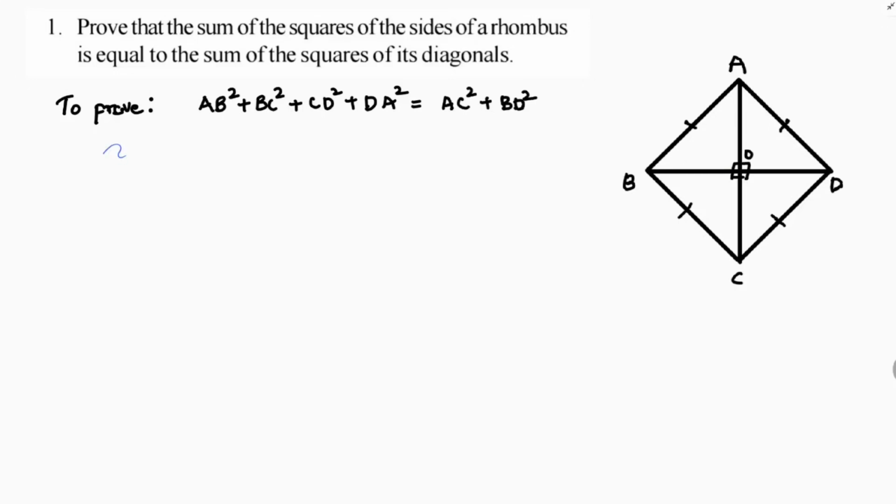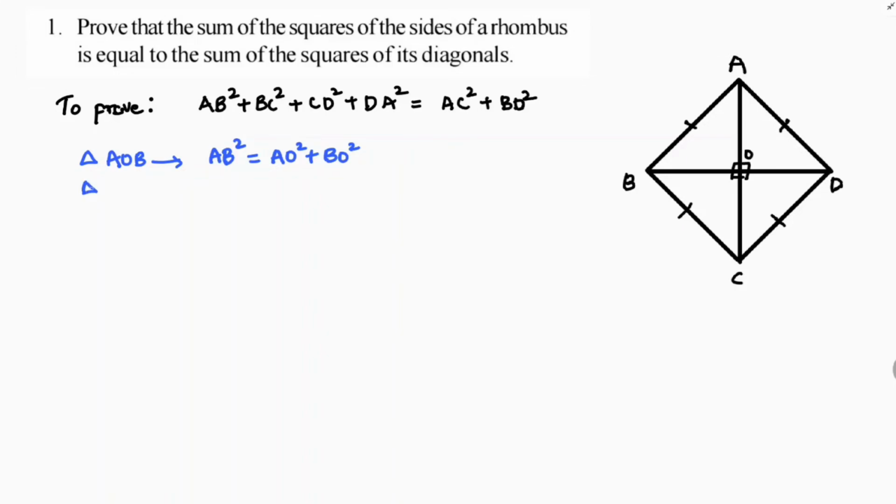First one, I'll take the triangle AOB. I'll apply the Pythagoras theorem. In AOB, 90 degrees is here, so the hypotenuse is AB. The hypotenuse square equals the sum of the squares of the other two sides: AO square plus BO square.